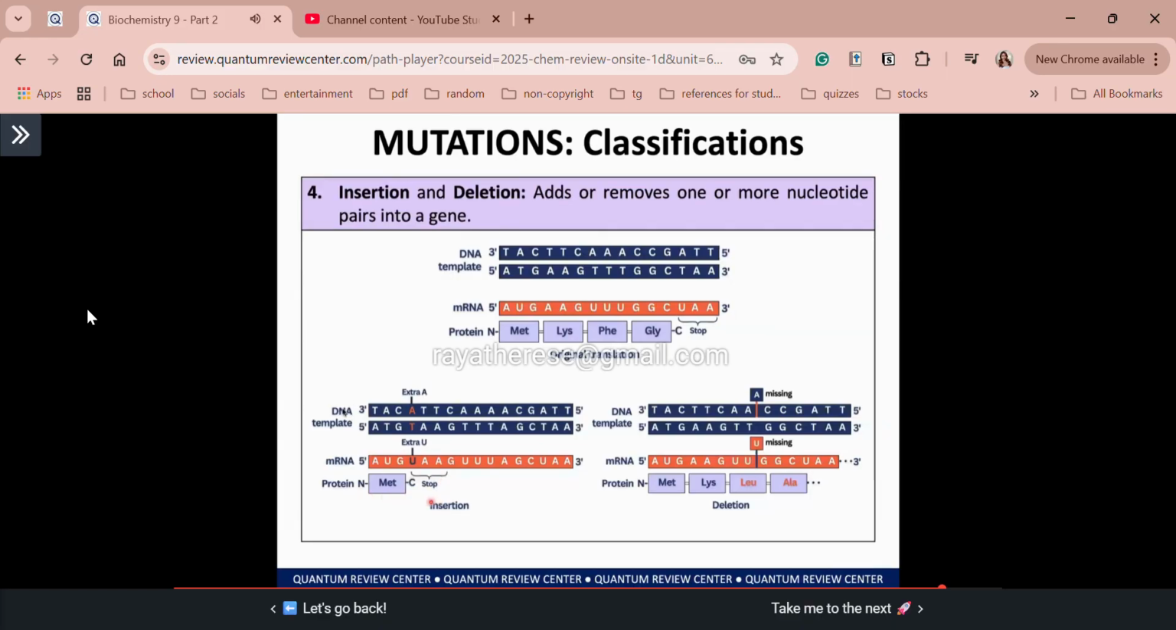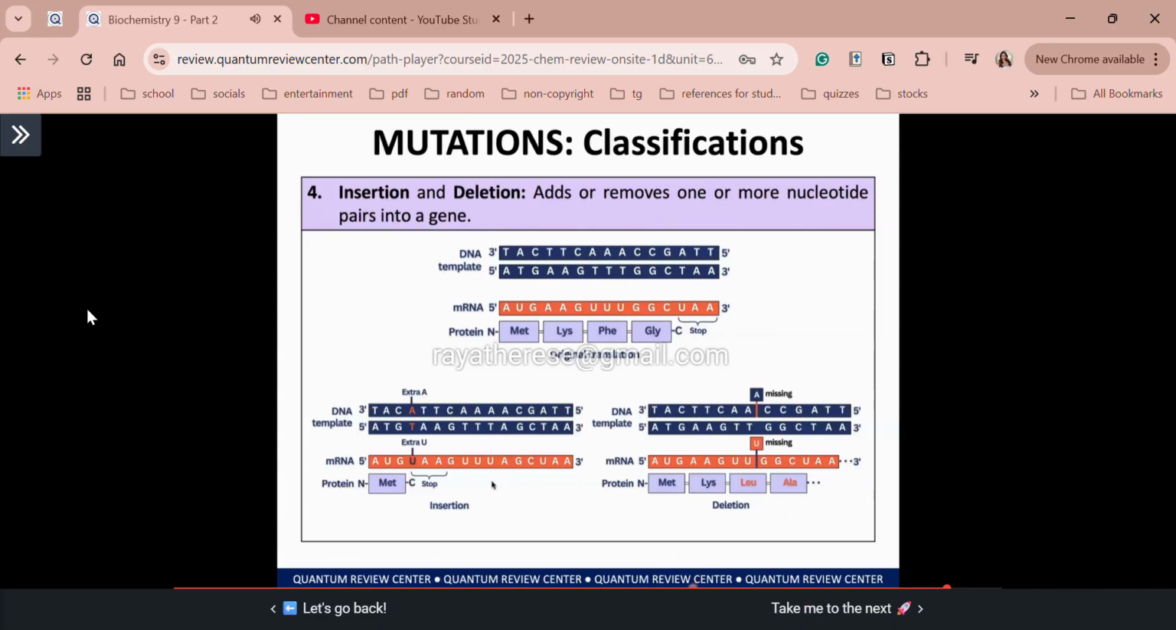For deletion, of course, if in insertion we add a nucleotide pair, here we will remove a nucleotide pair. So for instance, A is missing here, and thus in your mRNA transcript, U will be missing. See the domino effect here, class. Of course, it will give birth to different amino acids with different nature. It can be detrimental depending on the nature of the amino acid that has been changed.